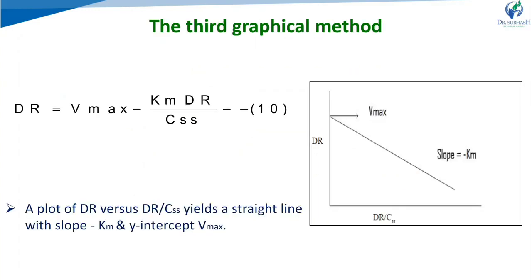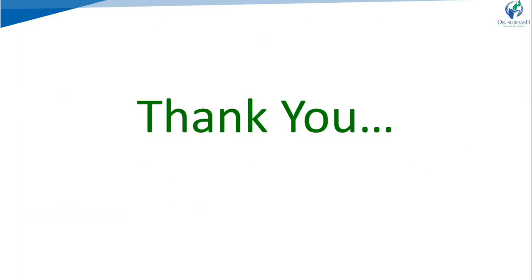And the last one, the third graphical method. Here the equation for the dosing rate for the estimation of Km and Vmax is DR is equal to Vmax minus Km into DR upon CSS, the steady state concentration. So we plot DR versus DR upon CSS, which yields a straight line. From the slope we find minus Km, and from the y-intercept we find the Vmax.